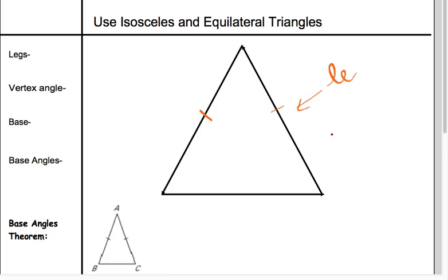These are the legs of this isosceles triangle because they are congruent. So we've got two congruent sides. Those are the legs. The vertex angle is the angle that is formed by the legs. So up here at the top, I'm just going to label it, that is the vertex angle.